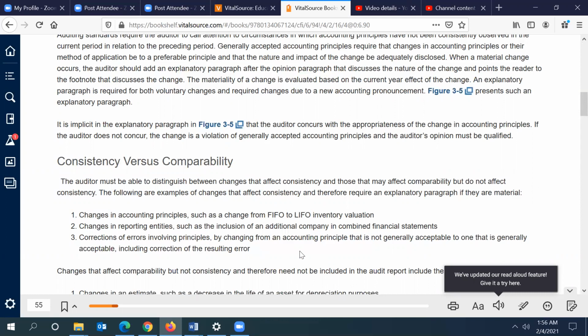Now, number 3, corrections of errors involving principles by changing from an accounting principle that is not generally acceptable to one that is generally acceptable, including correction of the resulting error. So number 3 is non-GAAP to GAAP. Number 1 is GAAP to GAAP. We will hope the company does not change accounting principle from GAAP to non-GAAP. If they do, well, they're going to have to deal with some departure from GAAP in terms of a qualified audit opinion or, heaven forbid, an adverse opinion.